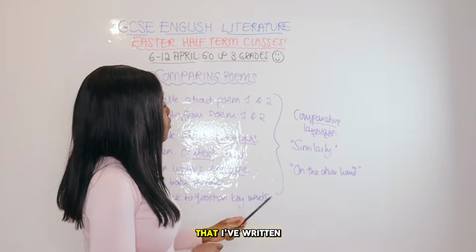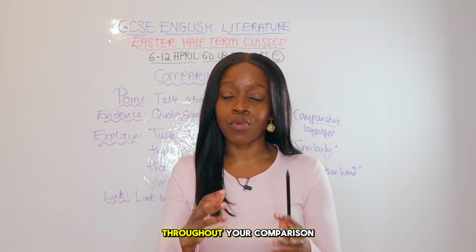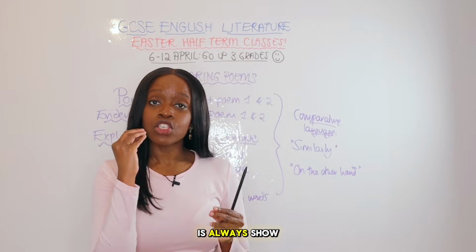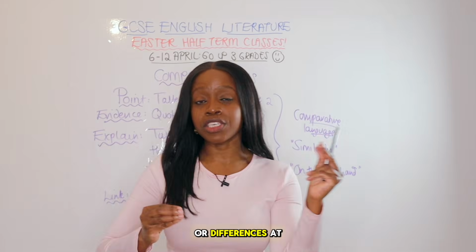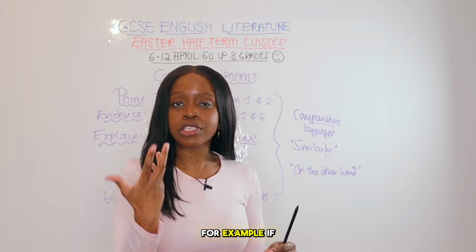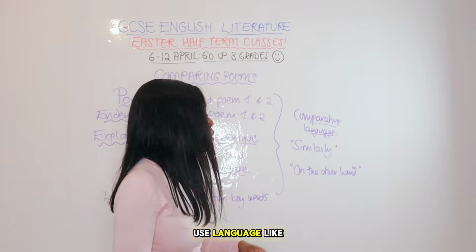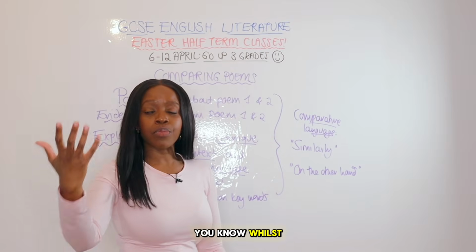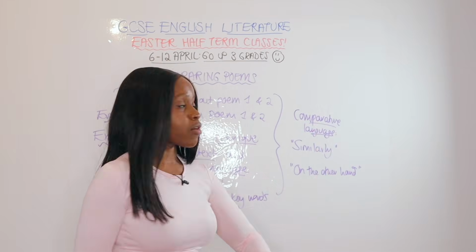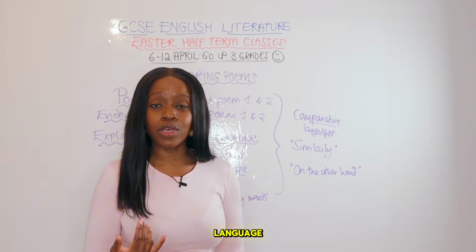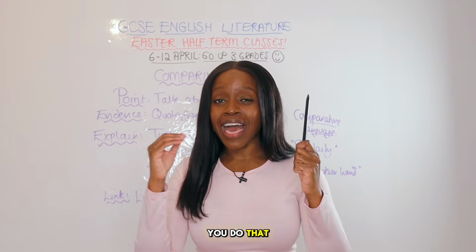You will see here that I've written comparative language on this side. What you want to do consistently throughout your comparison is always show that you're talking about either similarities or differences in the two poems at each step. Therefore, if you spot a similarity, use language like, whilst one poem demonstrates this, similarly, the second poem demonstrates that. So similarly is really nice comparative language. Also use words like equally, likewise.